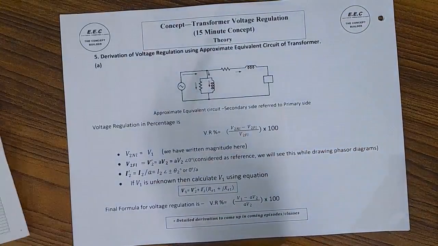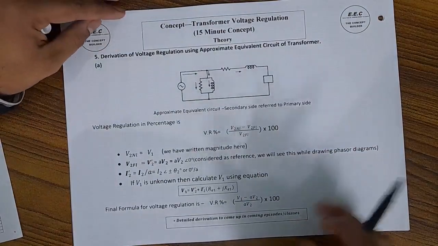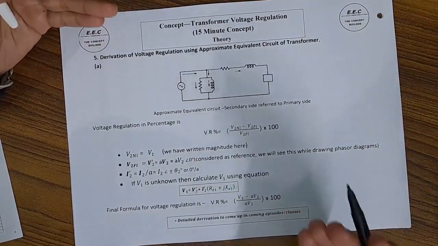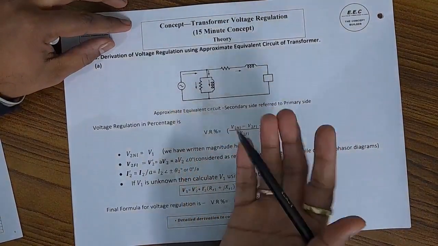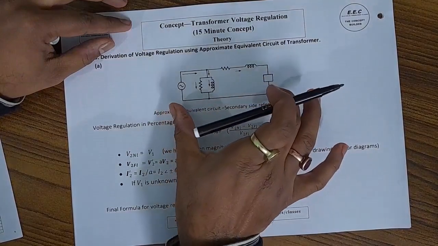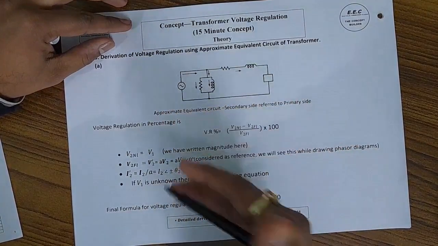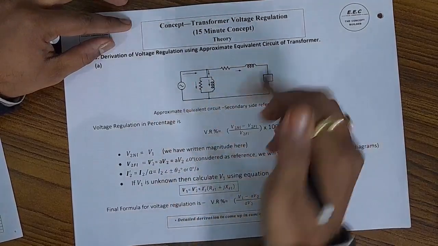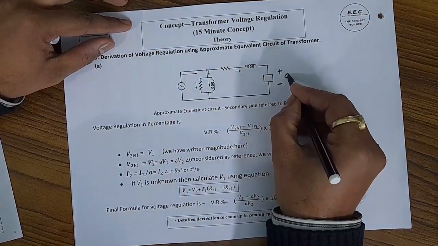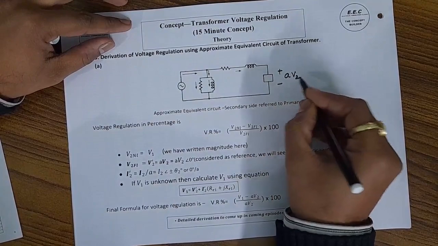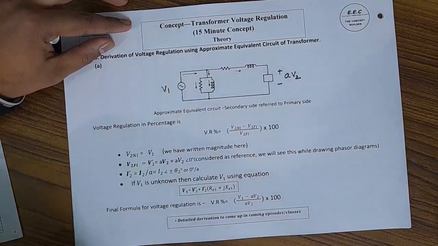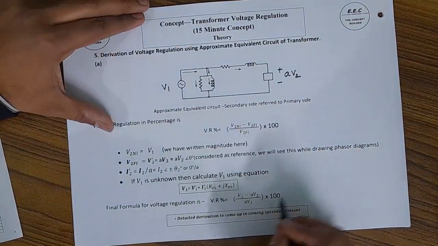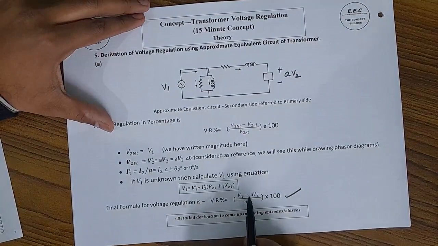Now the next topic which we are looking at, we have to derive the approximate voltage regulation using the approximate equivalent circuit, and we have referred everything to the primary side. When we have referred everything to the primary side, this voltage is going to be written as AV2, and this is going to be written as V1. So the formula changes to (V1 minus AV2) divided by AV2.